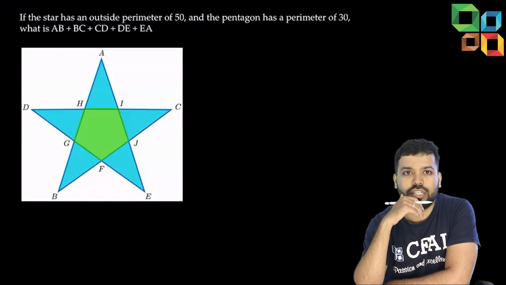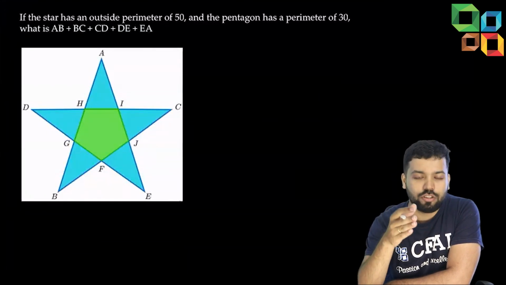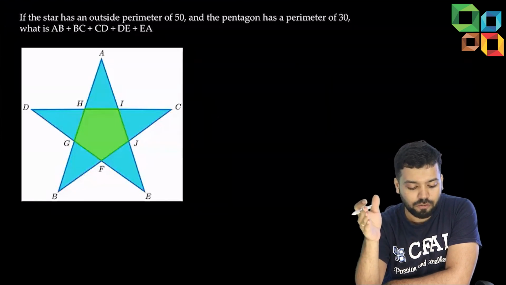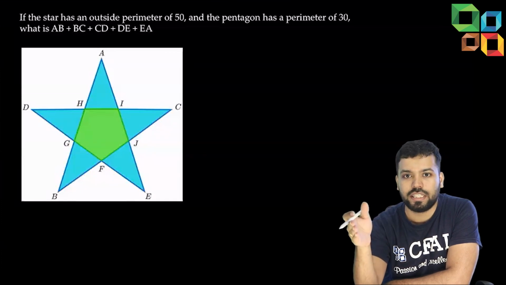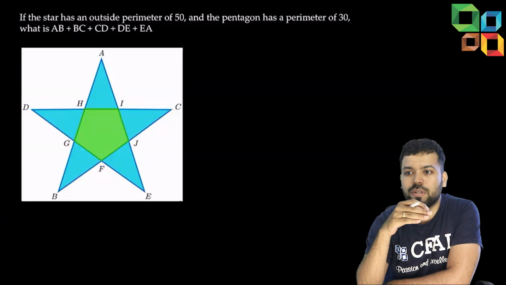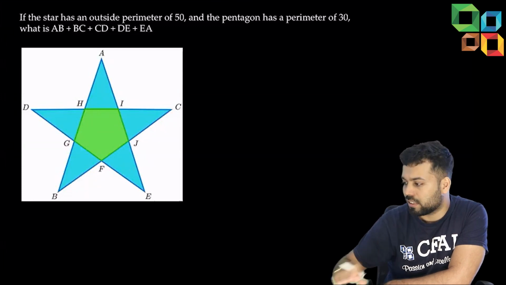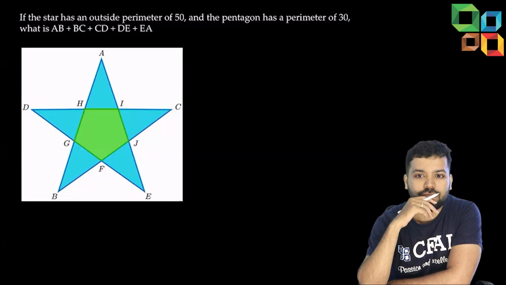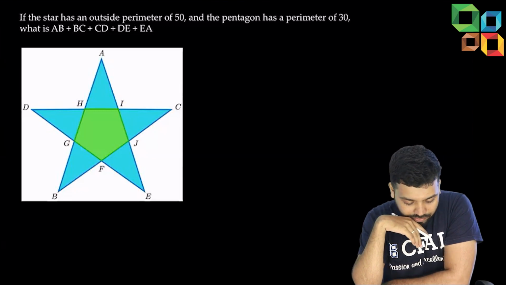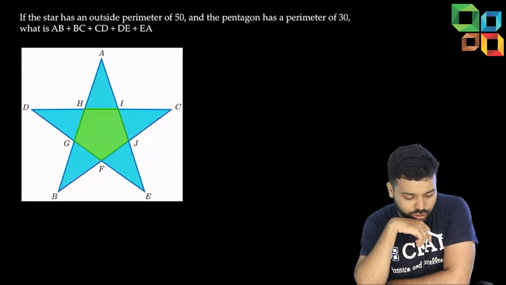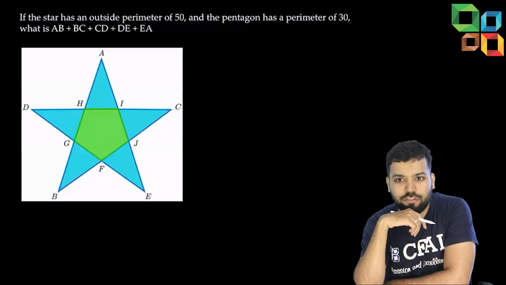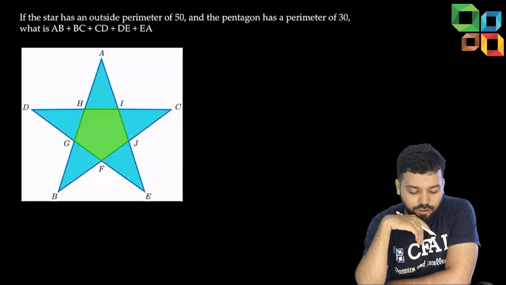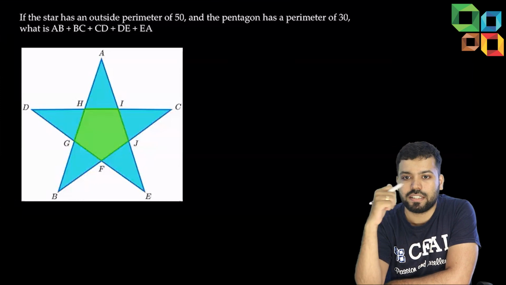So this is our first problem for the day. If the star has an outside perimeter of 50 and the pentagon has a perimeter of 30, what is AB plus BC plus CD plus DE plus EA? This is a very simple problem. Try to answer. Put your answers in the chat, or you can unmute yourself and tell the answers also. Okay, I'm getting the answers. Check the question properly.